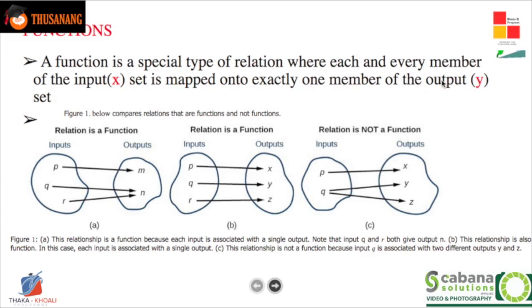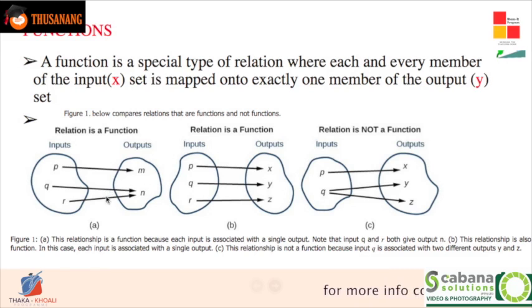So I will say that again. A function is a type of relation where each and every member of the input is mapped onto exactly one member of the output. Below here I have diagrams A, B, and C, which demonstrate functions.